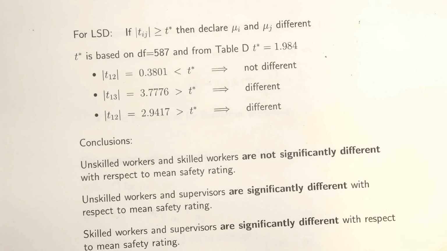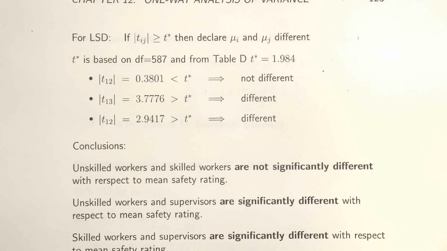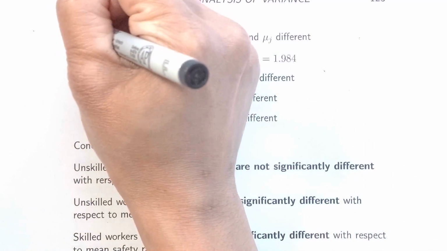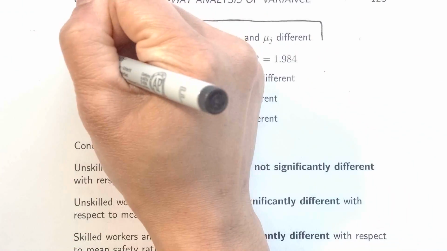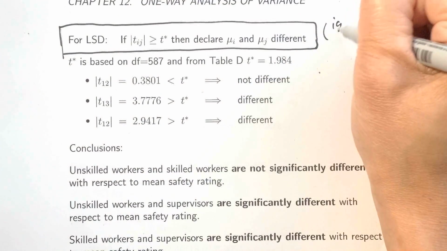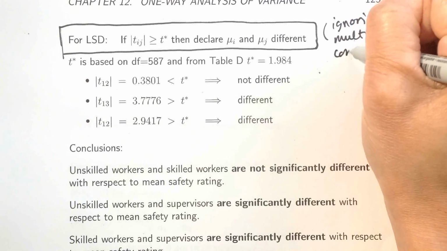So here is our least significant difference method and our Bonferroni method. Both of them use the exact same test statistic values. What differs is the critical value, the rule for whether we deem a test significant or not. The least significant difference compares to that t-star value, as we mentioned. And in here, we're essentially ignoring the multiple comparison issue.